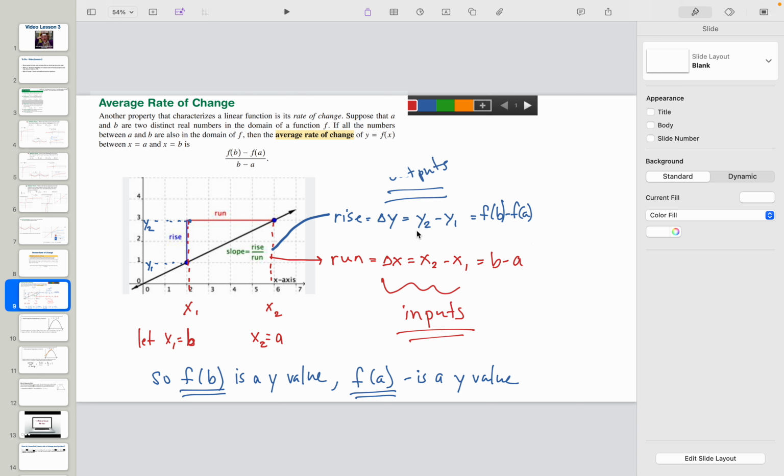Well, y's are these, remember, if I have a function and I put some value in it, the value I put in is the x value, and when I evaluate it, that's the y value. So f of b is just a y value, and f of a is just a y value, and the b and the a are the x values. So this formula, as complicated as it looks, is the same as what you've been working with for slope for a really long time.